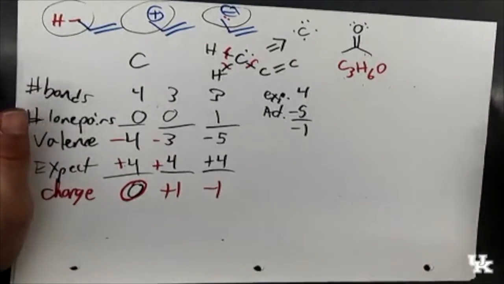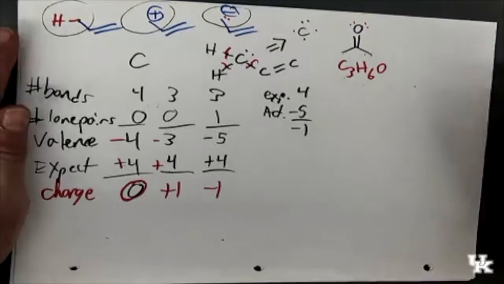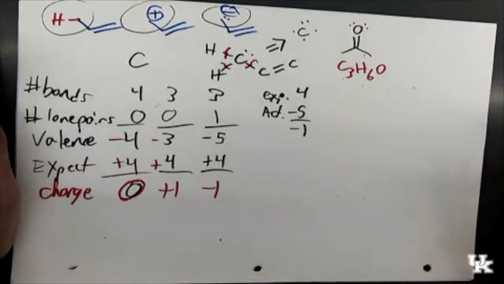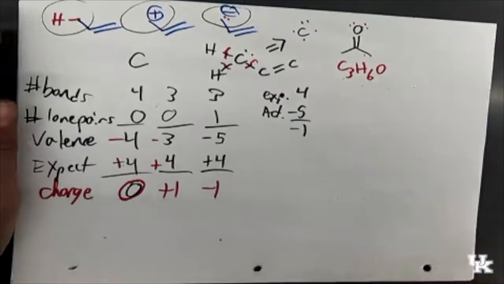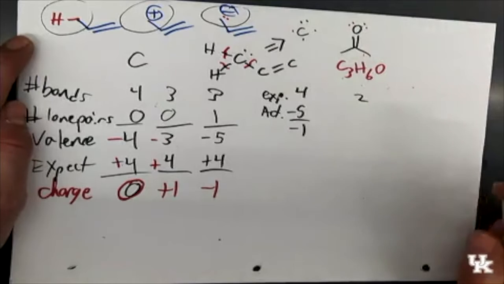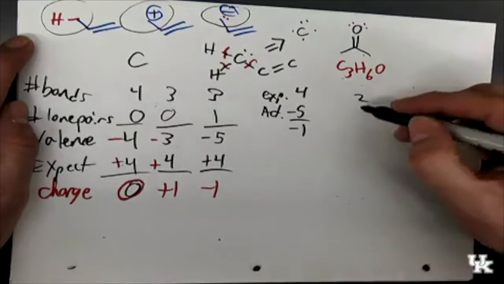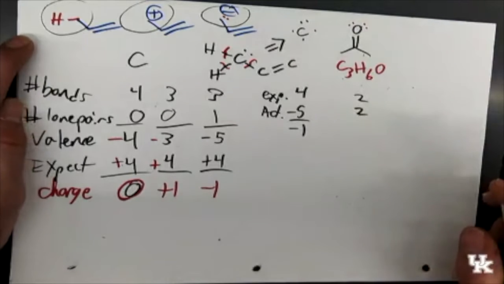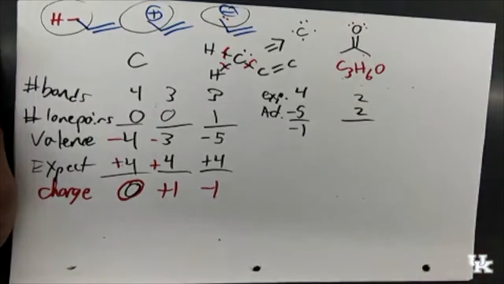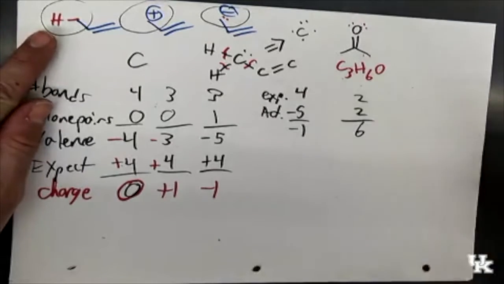All right, this molecule, we're going to look at this oxygen. What is the charge on this oxygen? Well, let's start by counting the number of bonds. The number of bonds is 2, right? Number of lone pairs is 2. How many valence electrons does it have? I heard some murmurs. 6. Yes, it has 6 valence electrons.